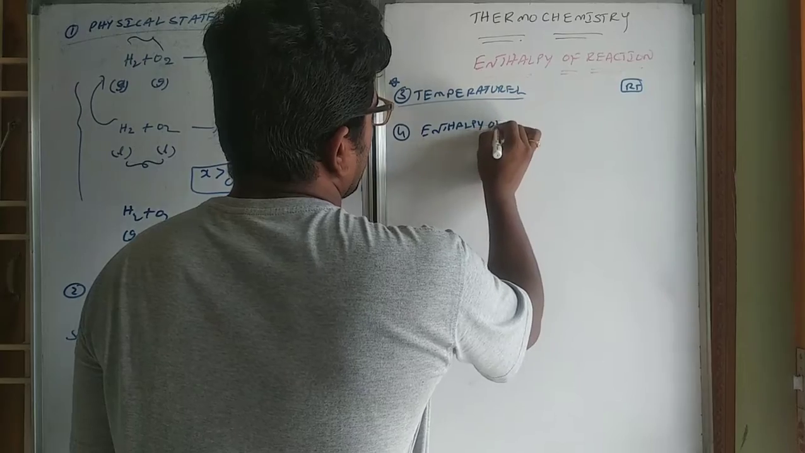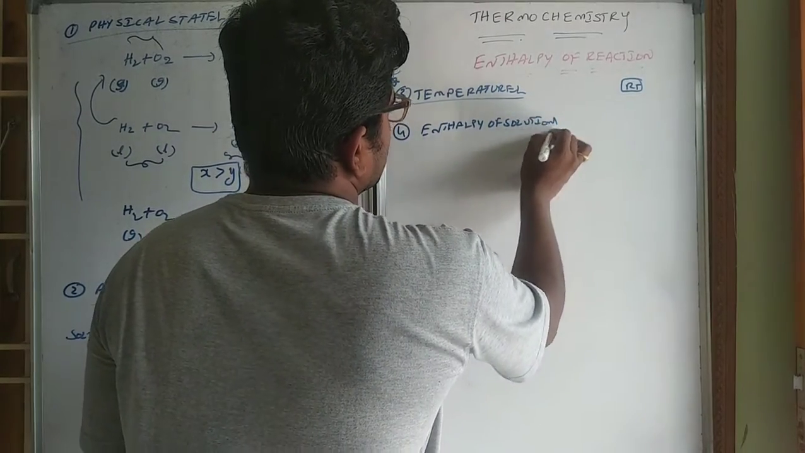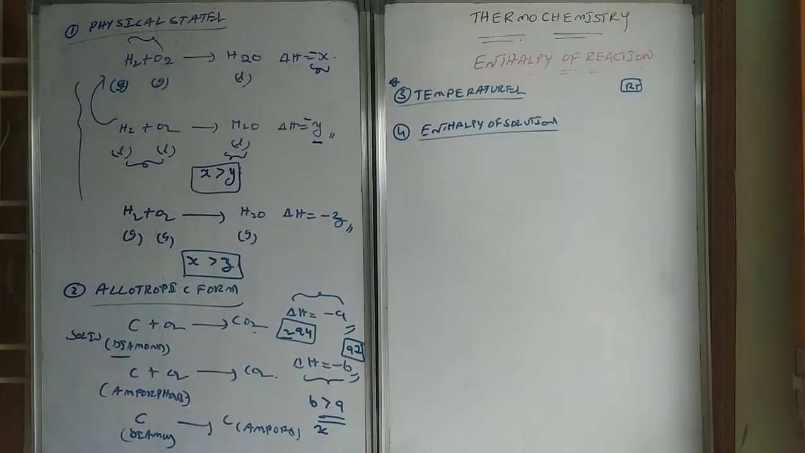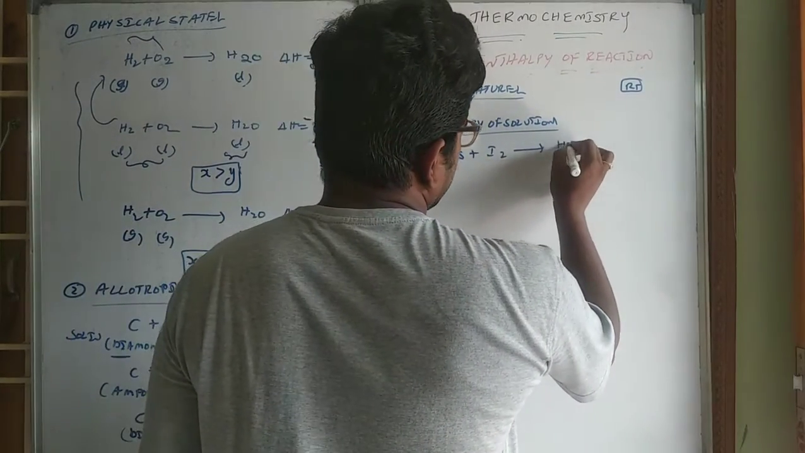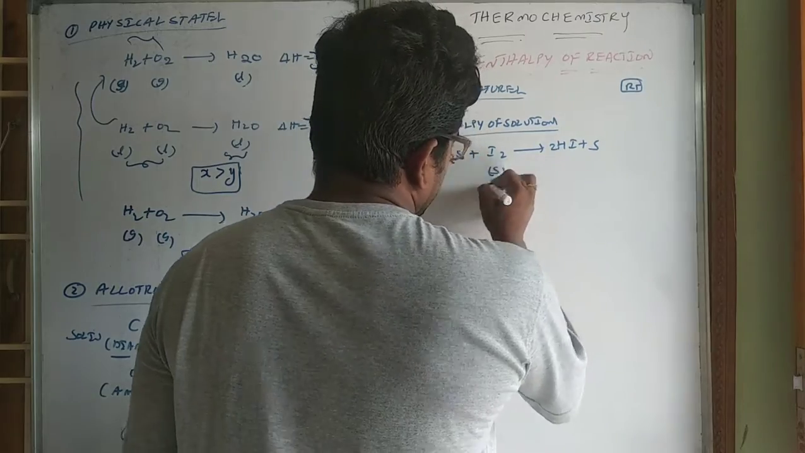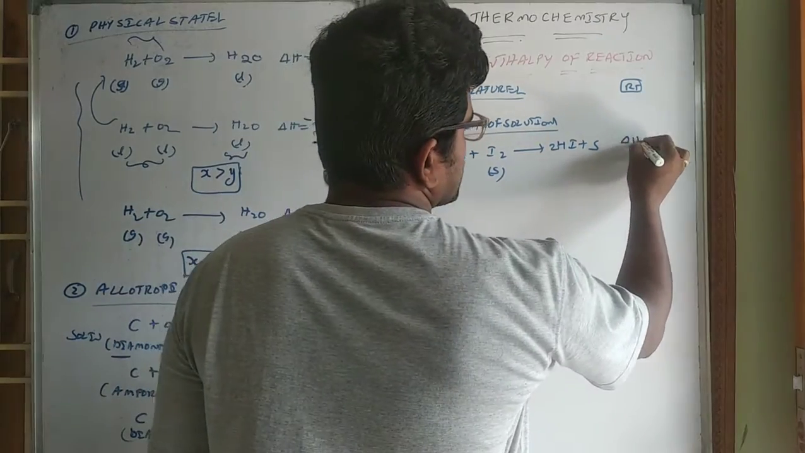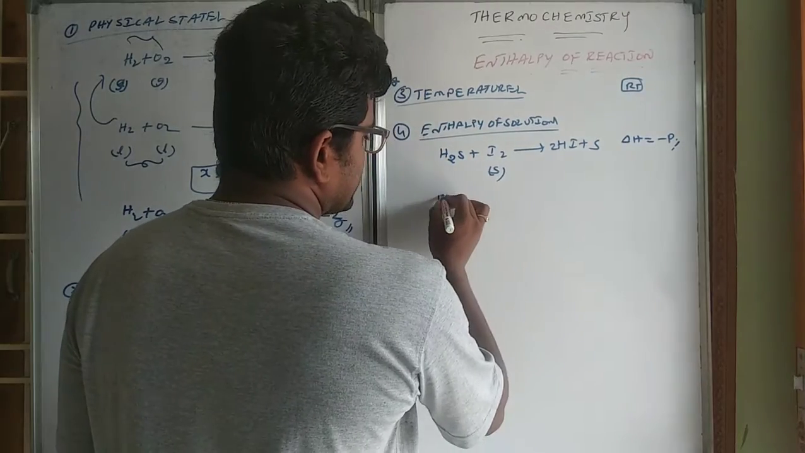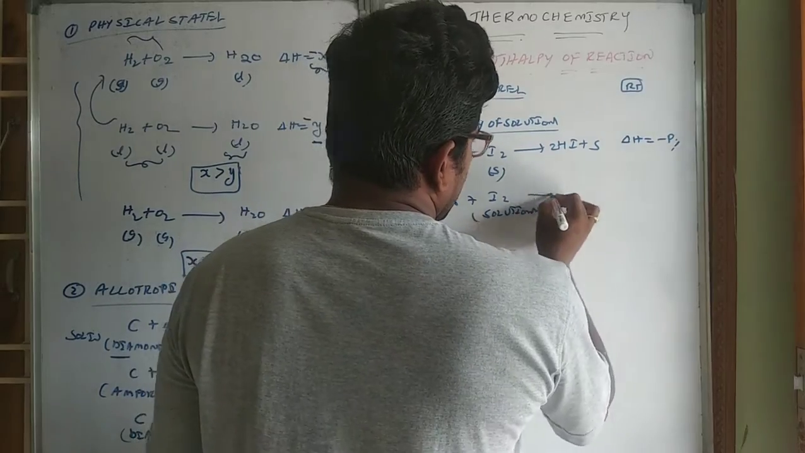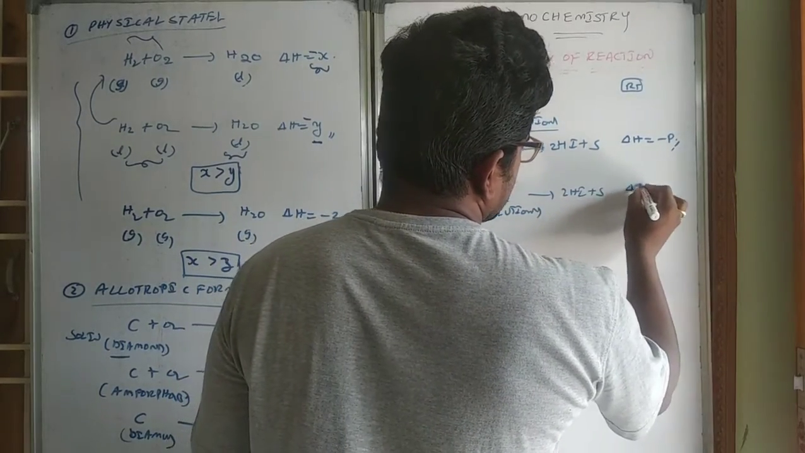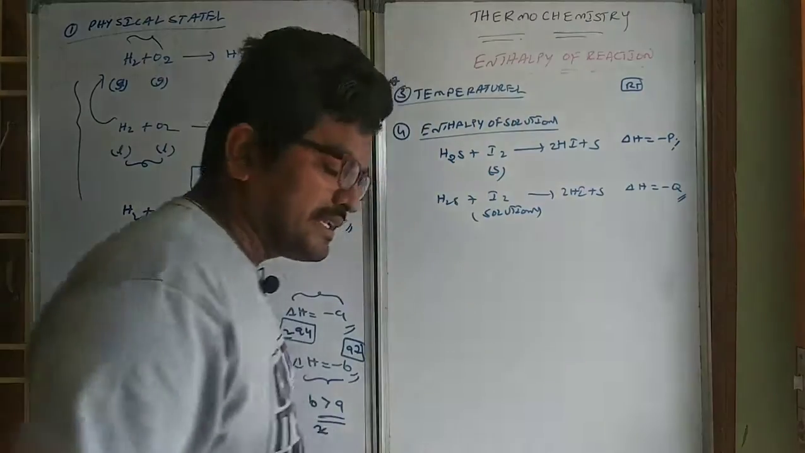enthalpy of solution. This is a very important one. When you consider a chemical reaction, to understand this enthalpy of reaction, we discuss the hydrogen sulfide reaction with iodine. Let us see. H2S with iodine forms 2HI and then sulfur will come. Here you can take solid. Let us take delta H equals P. H2S, let us take iodine solution. When you take iodine solution, 2HI plus S will come, delta H equals minus Q.